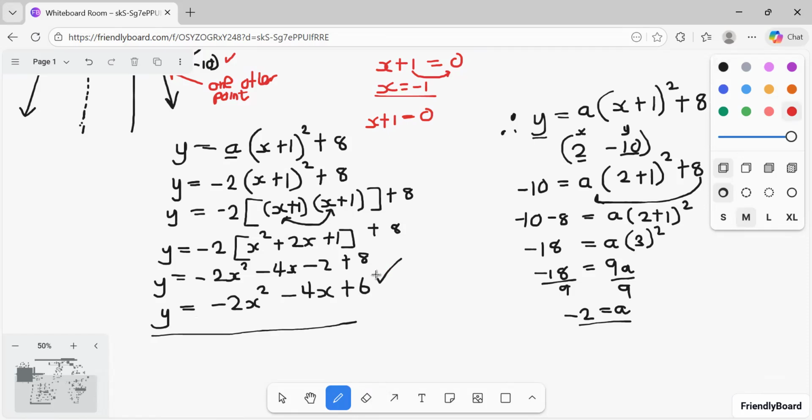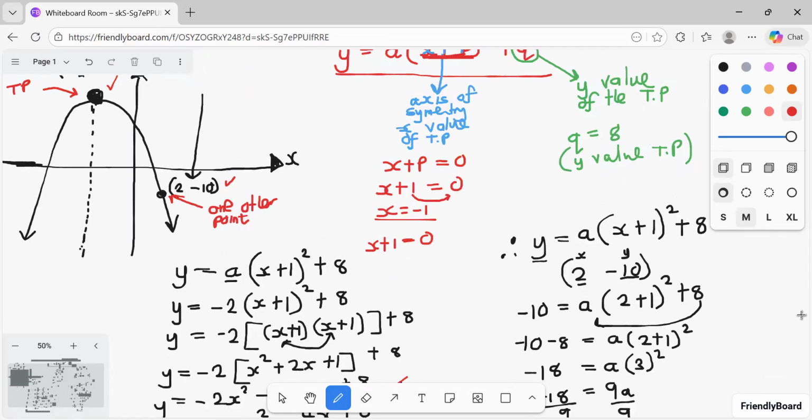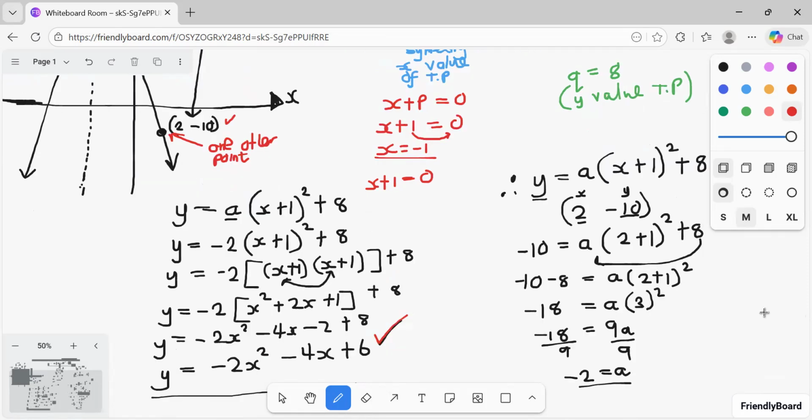Then I am done. That's basically how you go about it. If you follow all these steps, there's no way you can fail to get your answer right.